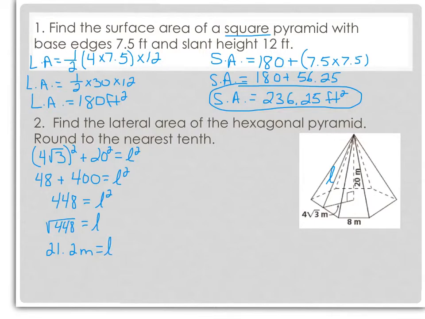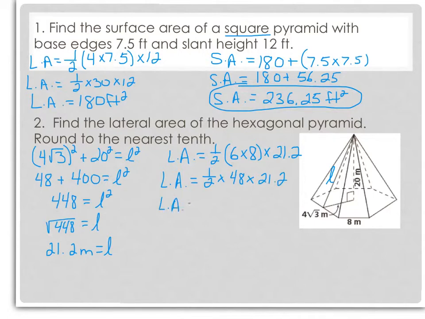Okay, now we can find our lateral area. So remember, lateral area is 1/2 times the perimeter. So a hexagon has 6 sides, they're each 8. And then times our slant height, which we found to be 21.2. So our lateral area is 1/2 times 48 times 21.2. And then simplifying, we get lateral area equals 508.8 meters squared.